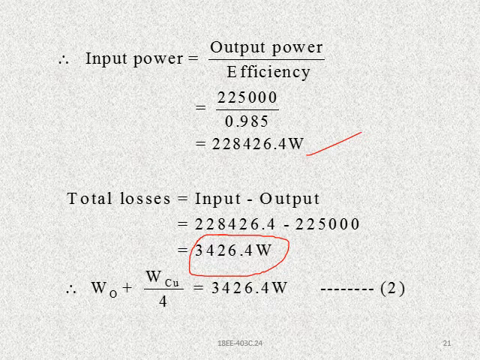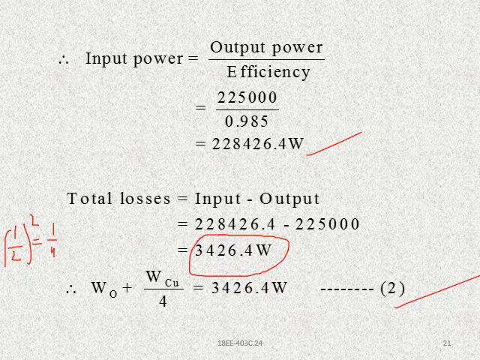As I've said, the copper losses should also be calculated for half load. But why is it 4 over here? Since it is half load, for copper loss we need to square it. So 1 square is 1 and 2 square is 4. That's the reason the 4 was there in this place. So W0 plus WC by 4 is equal to 3,426.4 watts, and let's make this equation 2.